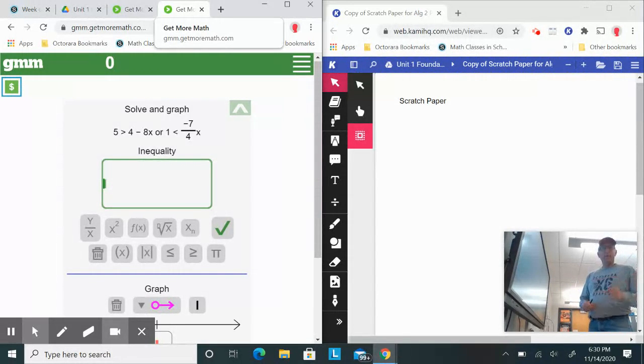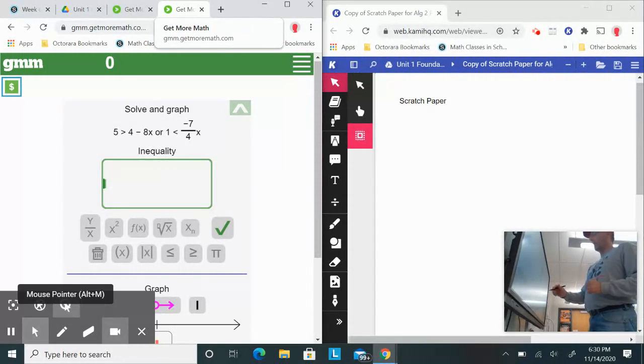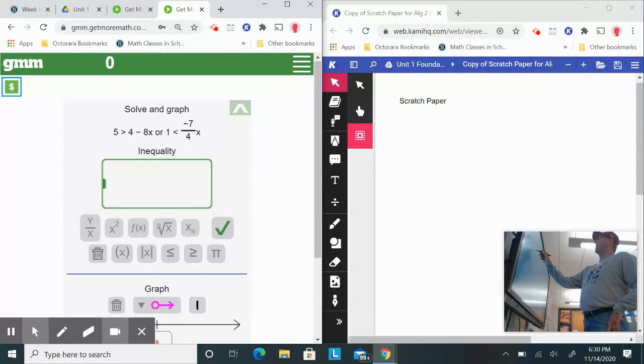But when there's an or, the solutions only have to work for one part or the other part. It doesn't have to work for both. So here we go. Take a look at the inequality. Look at the left side where the GMM is. So you have 5 is greater than 4 minus 8x. Or we're looking for an x that satisfies this inequality. 1 is less than negative 7/4 times x. So I have to solve each part first, and I'll show you what we're going to do next.